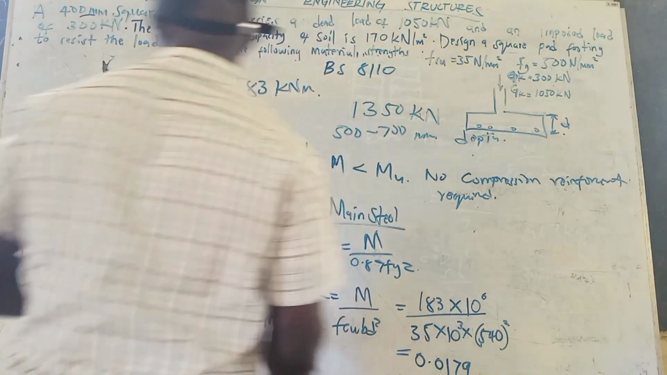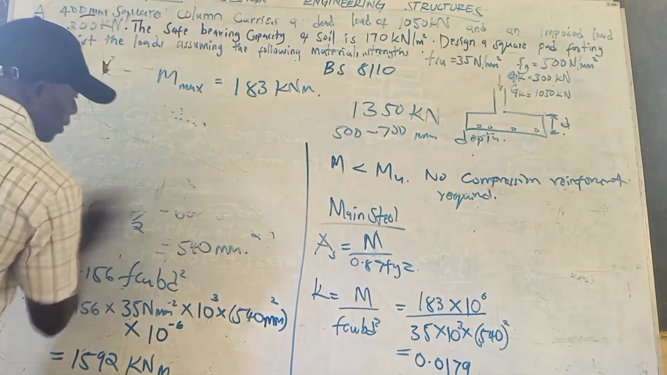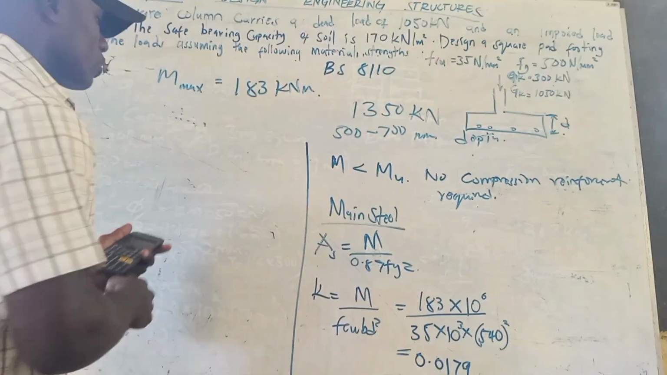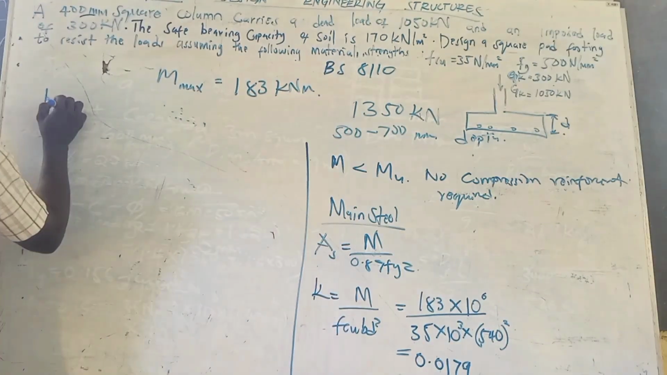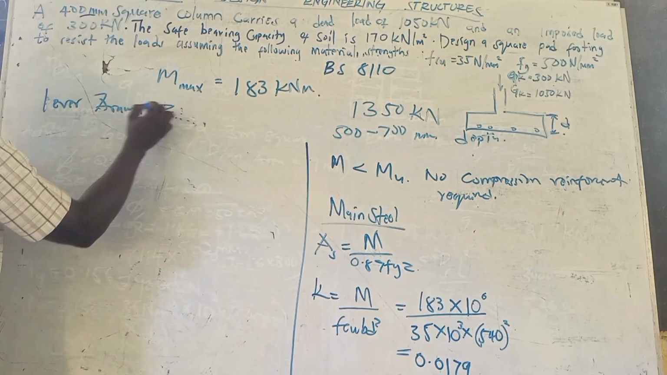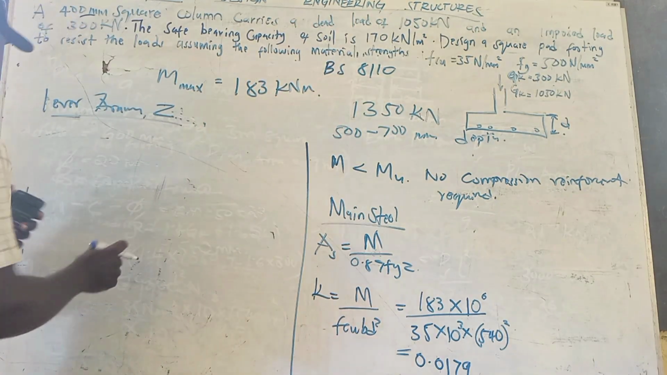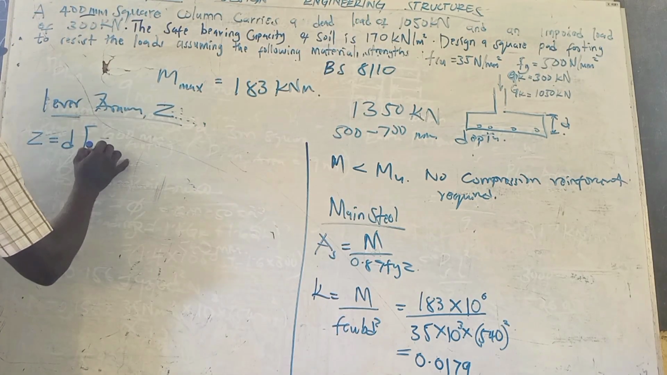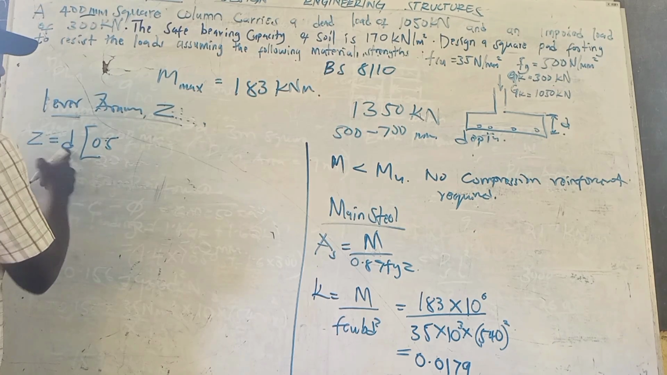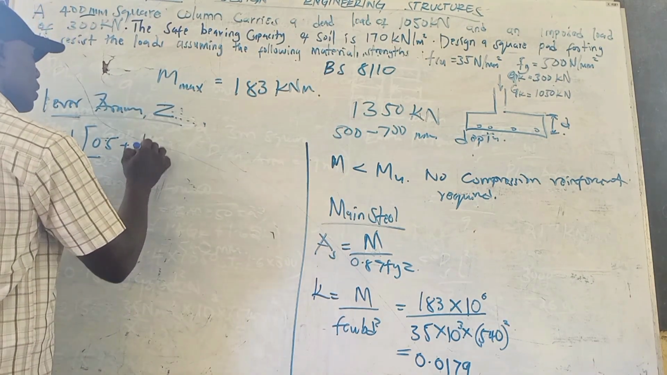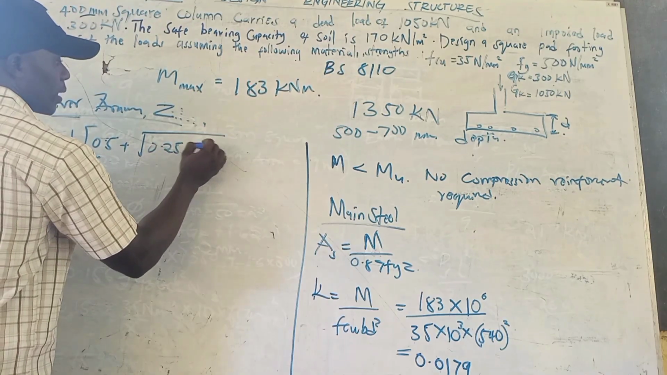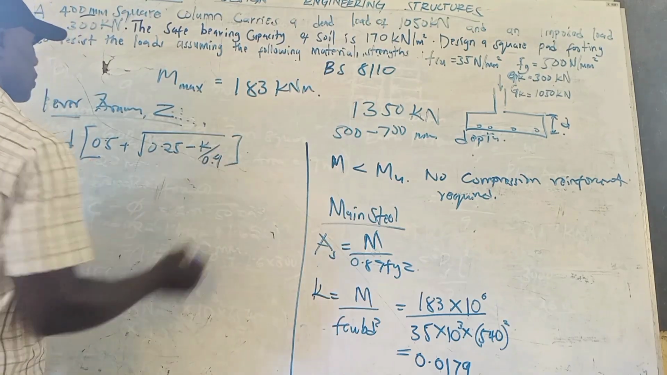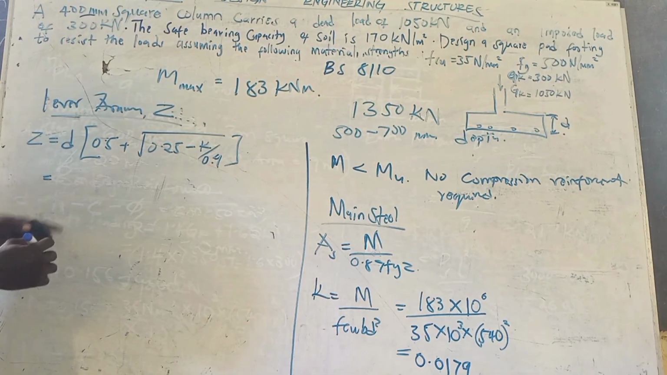Okay, as your stiffness factor. Then very fast, you can now have calculations for the lever arm Z. So the lever arm Z comes with the formula d times [0.5 + root(0.25 − K/0.9)], where d is the effective depth. Okay? So you just substitute.